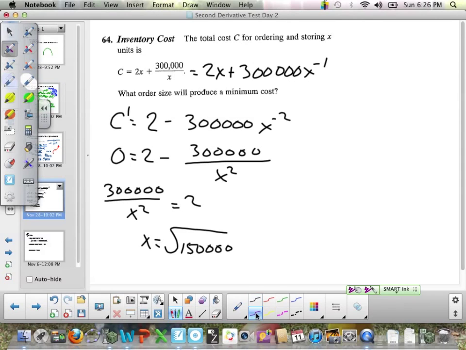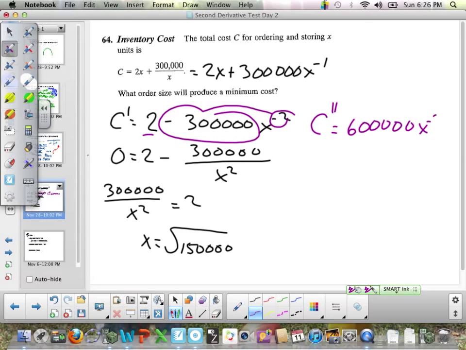What we'll do here, we'll take our second derivative and we'll get 600,000. 2 is a constant. Negative 2 times negative 300,000 x to the negative 3. So our second derivative is 600,000 over x cubed if I plug in the square root of 150,000. And the reason why on this one I did not worry about negative square root of 150,000 is because x represents units. You can't store negative units.